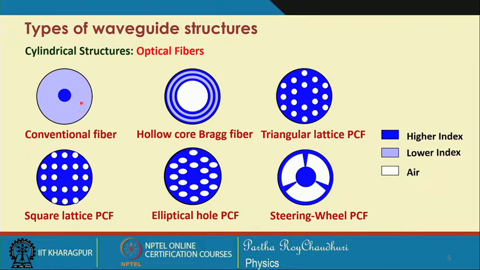This is the simplest, the conventional core cladding structure, which has a core and there is a cladding surrounding it. There is a hollow core Bragg fiber. This is also called omni-guide structure, that is it guides light from all directions, that is annular rings and there is a hollow. It is the hollow core that guides the light.